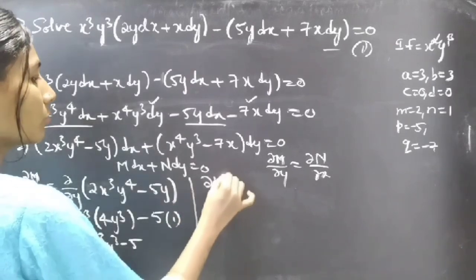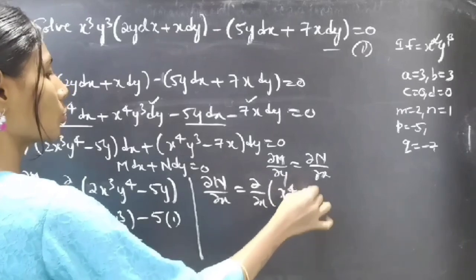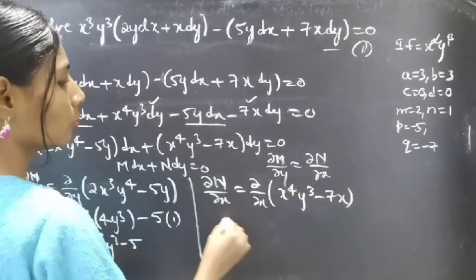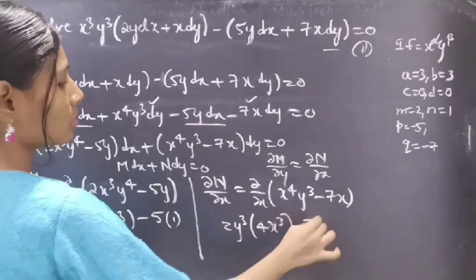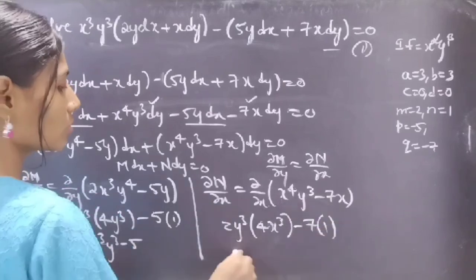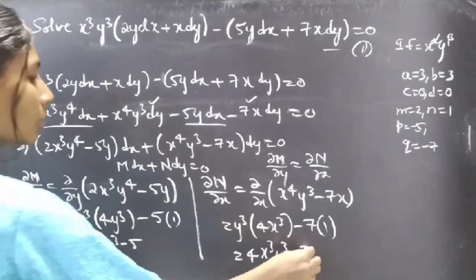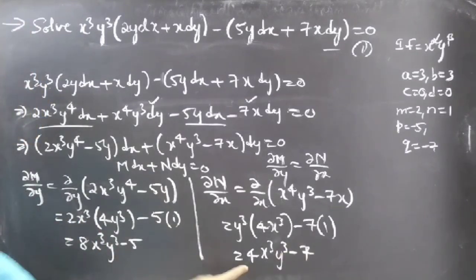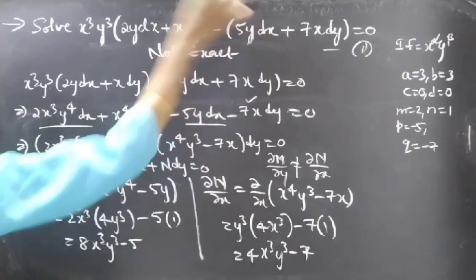Now let's find the partial derivative of N with respect to x. Since we are finding the partial derivative with respect to x, we'll treat y as constant here. We'll get y^3 into the derivative of x^4, which is 4x^3, minus 7 into the derivative of x, which is 1, which gives us 4x^3 y^3 - 7. By observing these two, we can say that the partial derivative of M with respect to y is not equal to the partial derivative of N with respect to x. Therefore, the given differential equation is not exact.